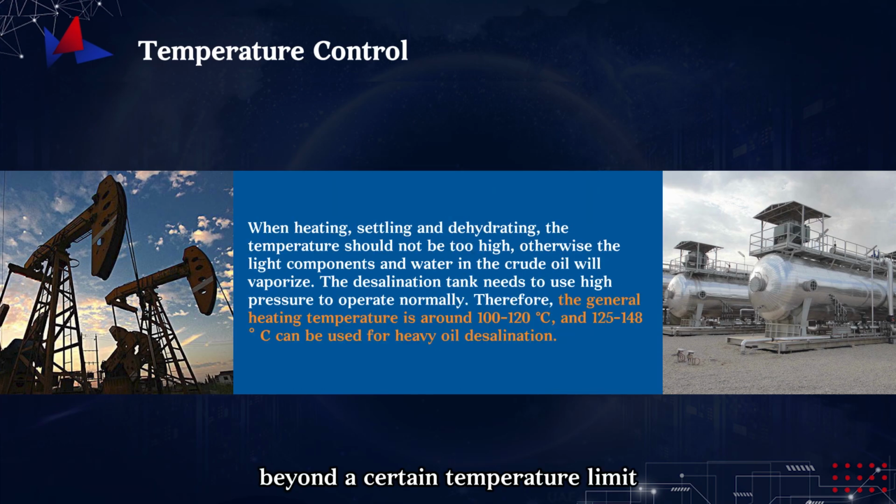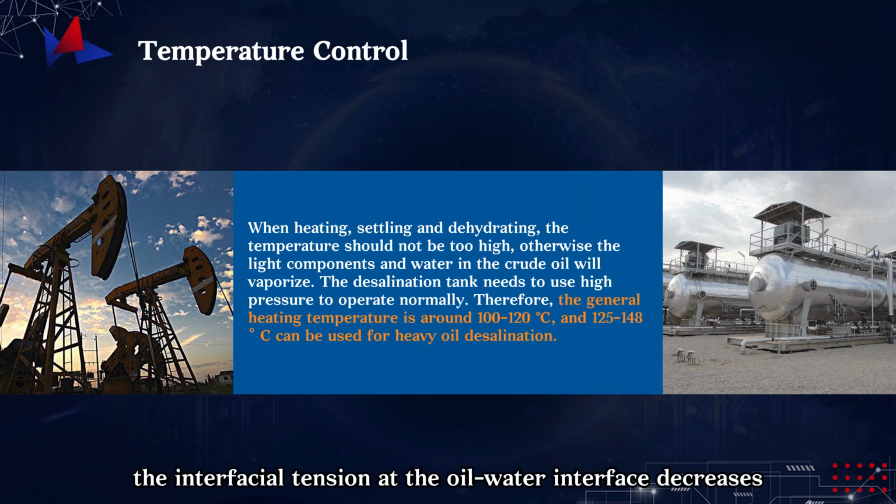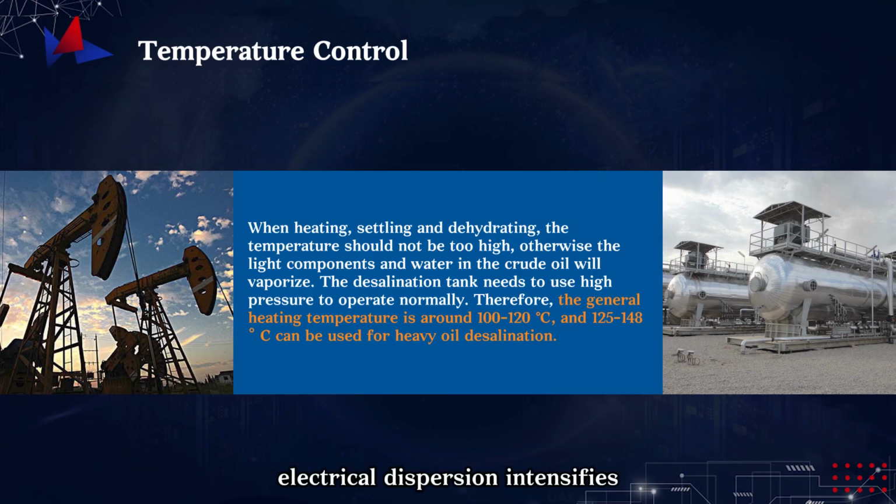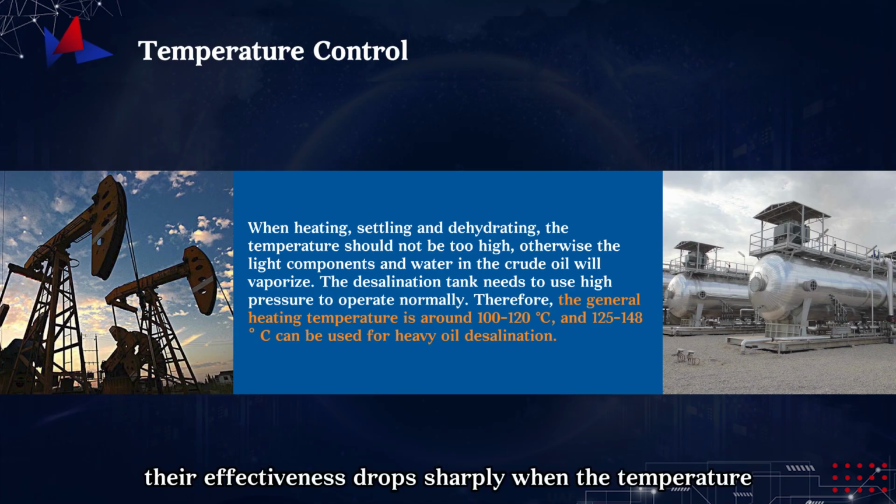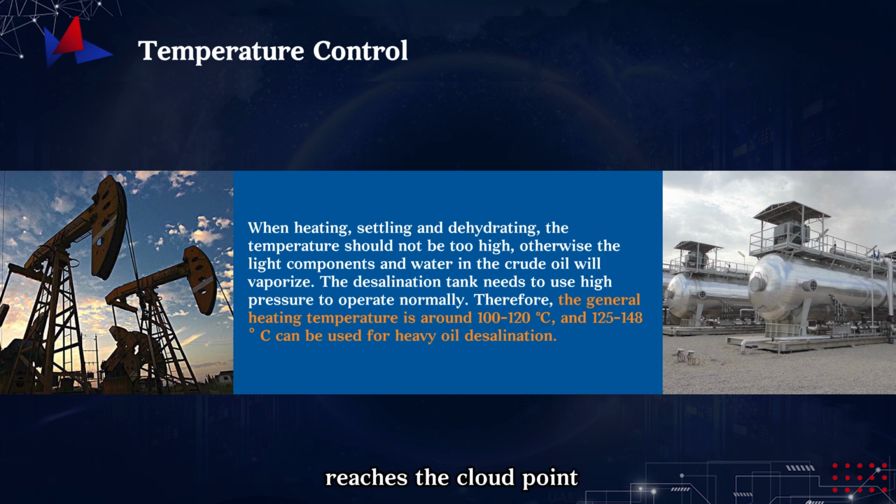However, beyond a certain temperature limit, the interfacial tension at the oil-water interface decreases, electrical dispersion intensifies, reducing the critical water droplet diameter and thus the settling velocity. Especially when using water-soluble demulsifiers, their effectiveness drops sharply when the temperature reaches the cloud point. Therefore, the oil temperature for electric desalting must be selected rationally, considering technical and economic indicators.